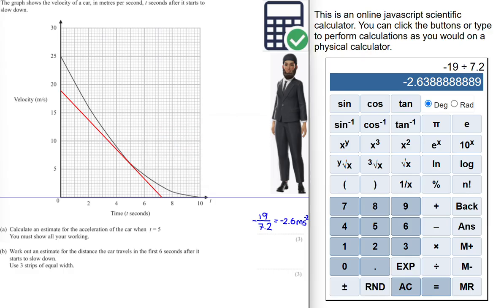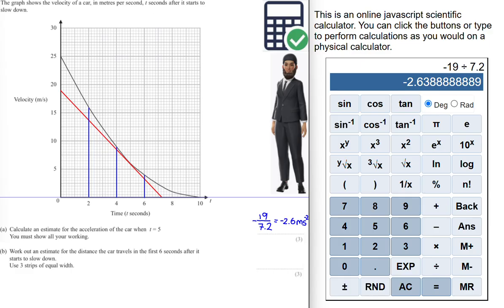Next, part B: work out an estimate for the distance the car travels in the first 6 seconds after it starts to slow down. Use 3 strips of equal width. So what we're going to do is break it down. First 6 seconds, 6 divided by 3 is 2. Let's see if we can create some strips over here. You've got one over here, another strip over here, and your third strip over here.